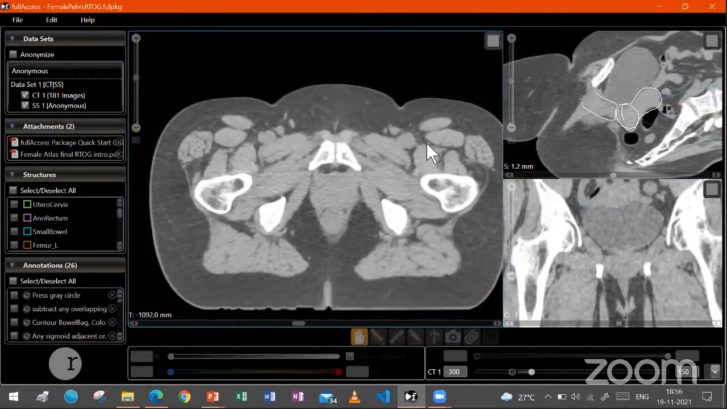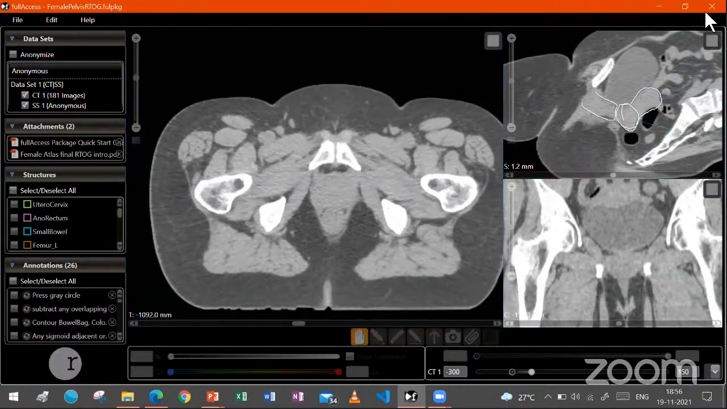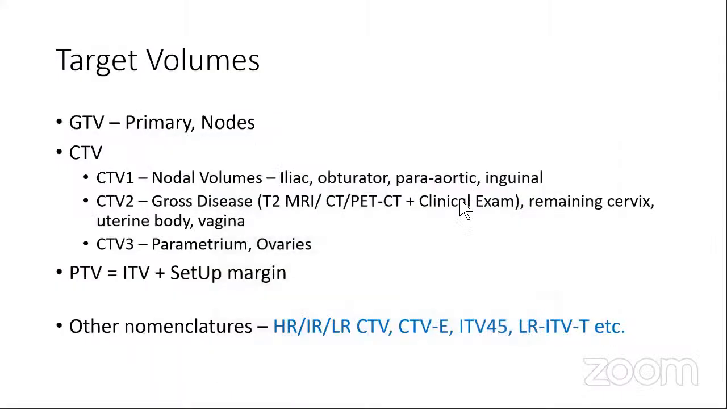Now I think we have covered the primary contours and the nodal contours, so we have only to generate the ITVs and PTVs. So let me close this software and come back to our presentation. Finally, coming on to the ITVs and setup margins, which will give us a PTV. It has been found that the fundus of the uterus moves a lot when compared to the cervix, and inclusion of the uterine body itself is a controversial thing now.